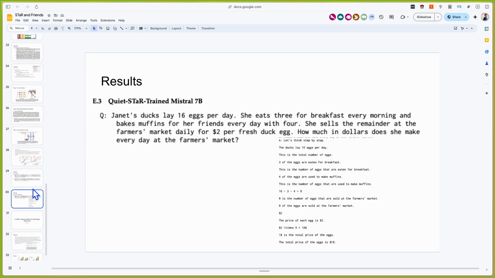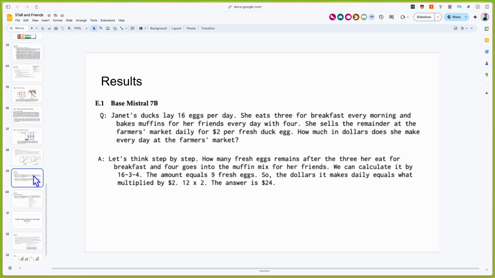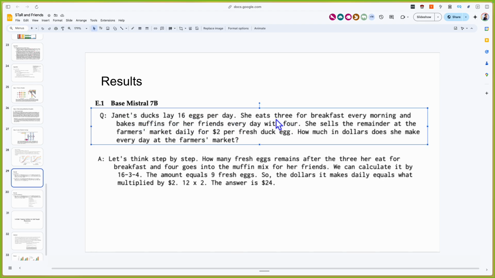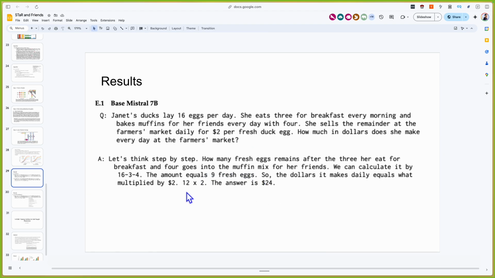Okay, so yeah, here, base Mistral 7B. Here are some examples. I've got to move on to V-STaR. Base Mistral 7B takes this question from GSM8K. Janice's ducks lay 16 eggs. She uses 3, then 4, so that's 9 left, and then she sells the remainder at $2 per egg. How much in dollars does she make? Base Mistral 7B gives the wrong answer because she's supposed to take 9 times 2 and get 18. Instead, it gives us 12 times 2. The 12 is hallucinated and gives us 24.